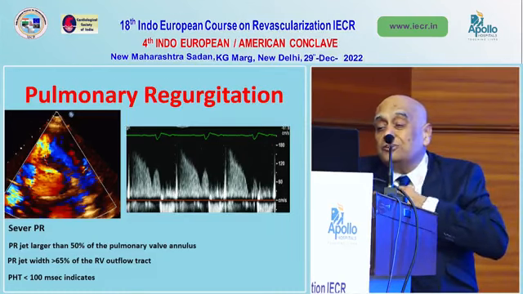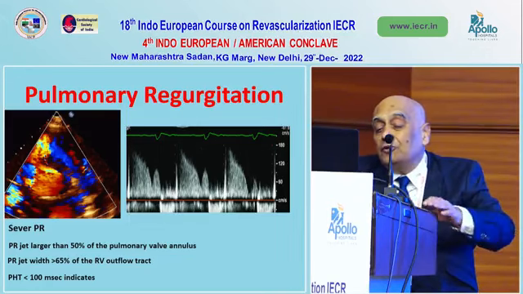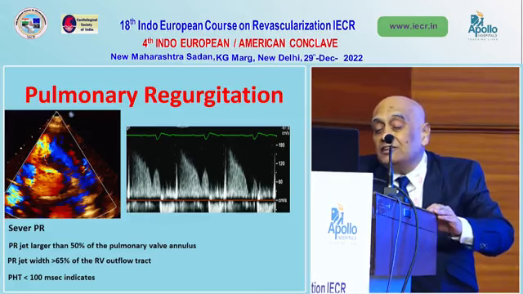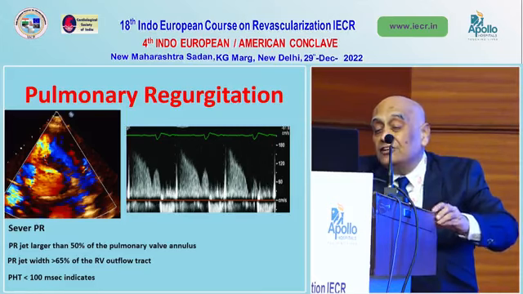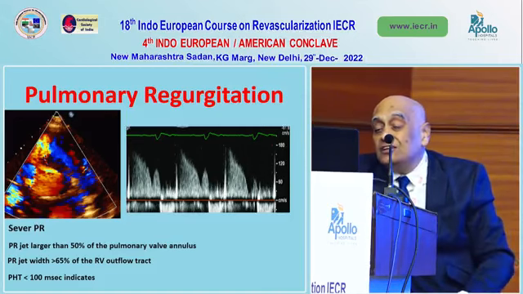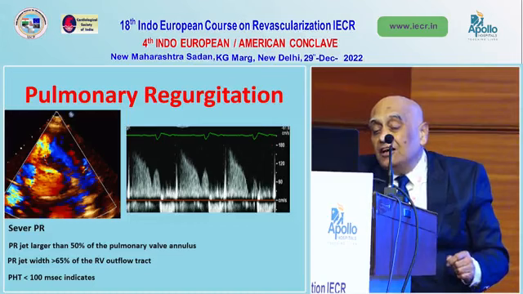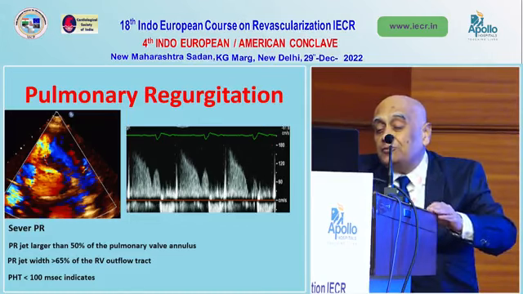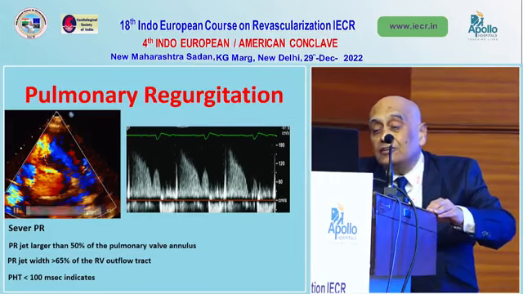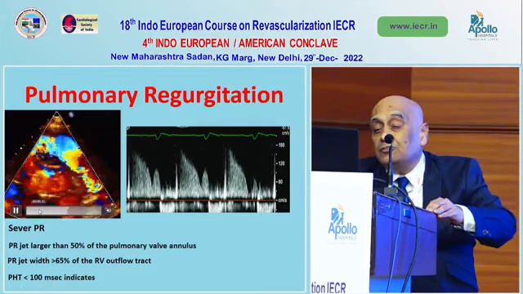Now you come to PR. You can see that the pressure half time is one of the good methods. The shorter the pressure half time, the more severe the PR. If the pressure half time is less than 100 milliseconds, it indicates a severe PR. If you have a jet larger than 50% of the pulmonic valve annulus, that is also severe PR. And if the jet width is more than 65% of the RV outflow tract, it is also severe PR. So this is how we estimate the severity of the PR jet.